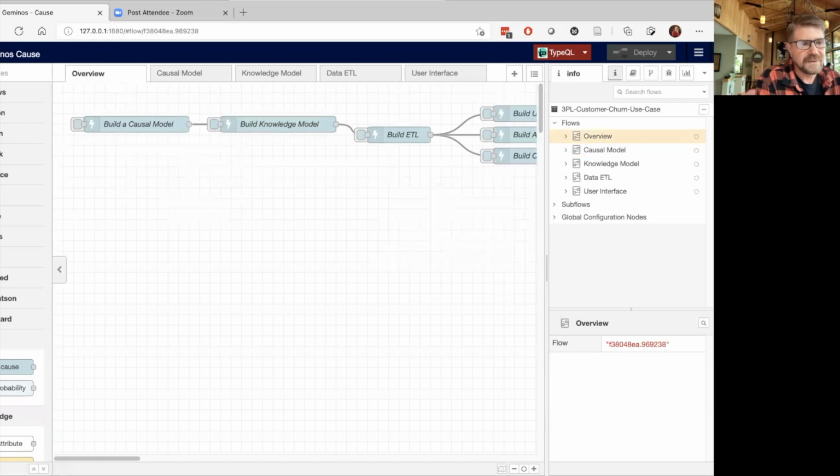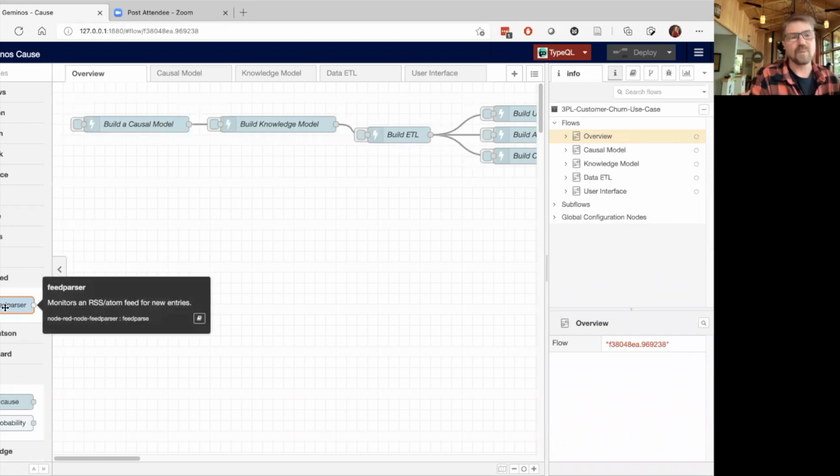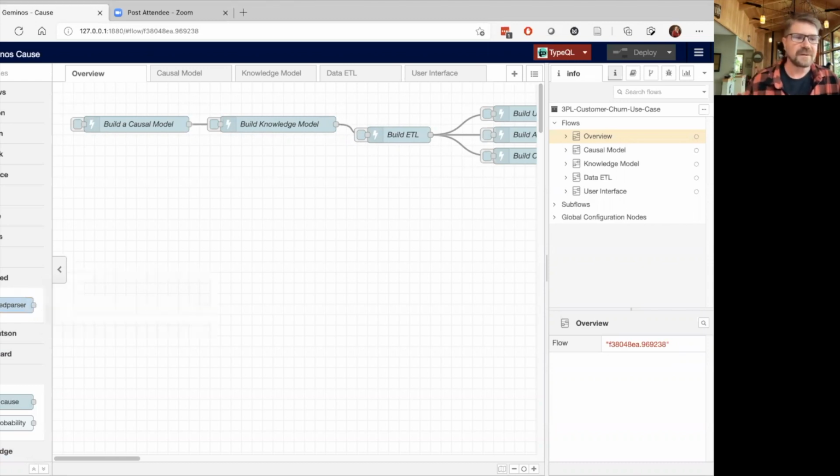So let's say I'm maybe interested in bringing in an IBM Watson model. I've got nodes for Watson. Maybe I want a feed parser, an RSS parser, so I want to bring data in from an RSS feed. I want to parse that RSS feed for maybe the customers that I'm looking at and bring up news related to that customer, because maybe we want to integrate news events into our causal model. So something that comes out in the news about it. So you can bring in a feed parser.